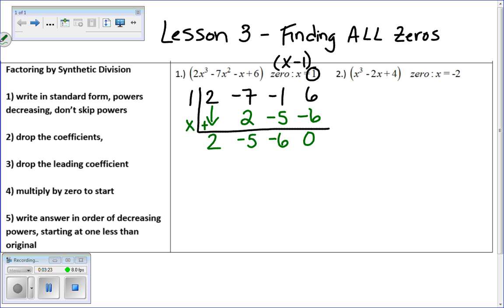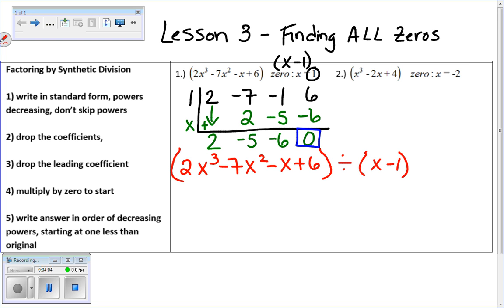That 0 here tells us that x equals 1 is a 0. It basically confirms it for us. If we have any other value on the outside there, that's going to be a remainder. So I'll talk about that in a little bit. Actually, probably that'll be more of lesson 4 than 3, so it'll be in the next video. So now what we've just done is actually divided out. What you just did was you took 2x cubed minus 7x squared minus x plus 6, and you divided it by x minus 1.